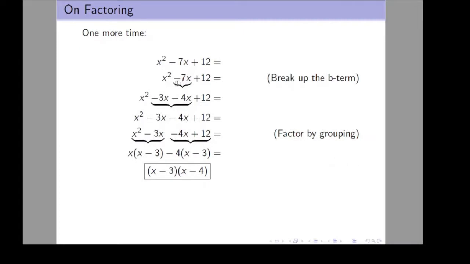So in this problem, we're breaking up the negative 7x as negative 3x minus 4x. Then I'm going to factor by grouping, again, by breaking into two parts. We're going to see we have an x minus 3 in common, and we're going to take that x minus 3 and bring it out to the front.